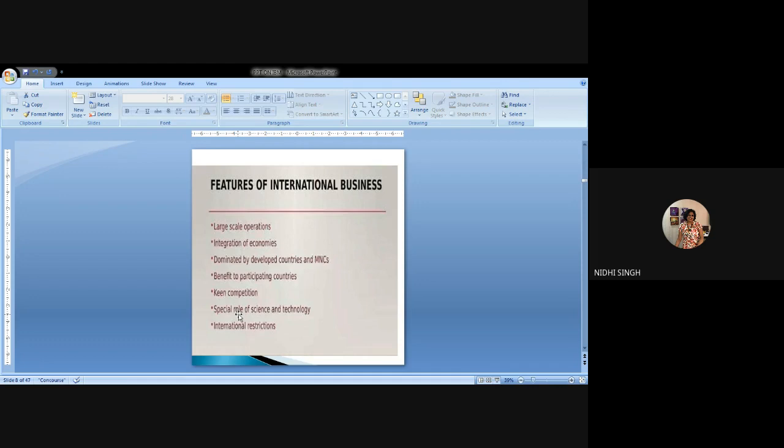Okay, keen competition. There will be many number of players and much competition, keen competition will be there. Special role of science and technology.